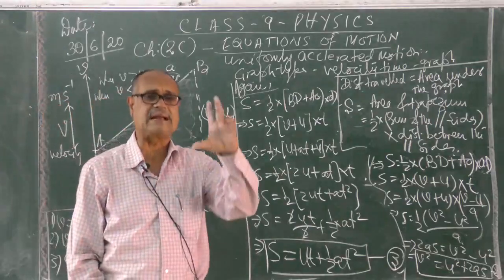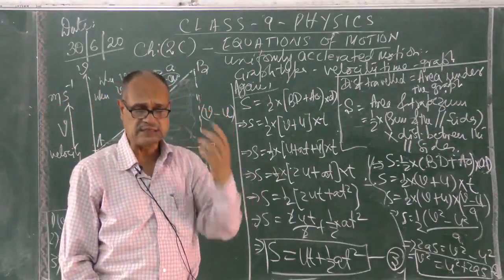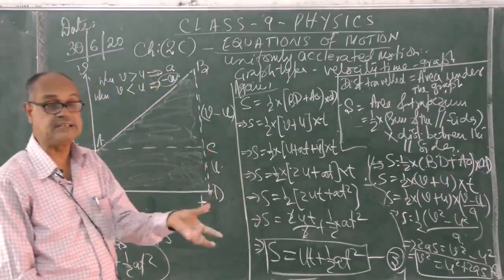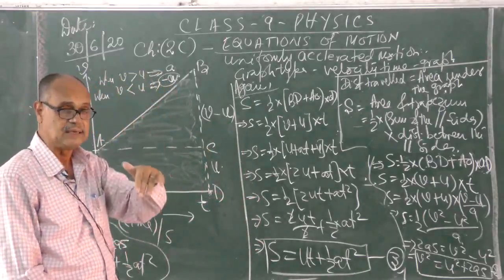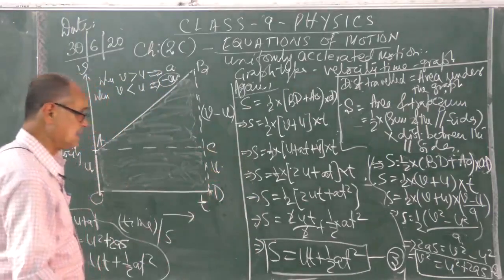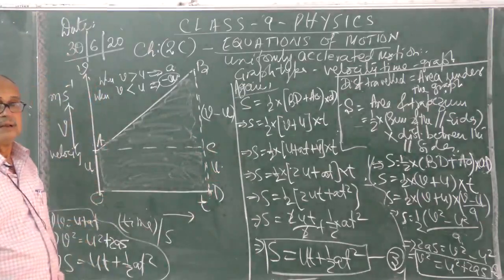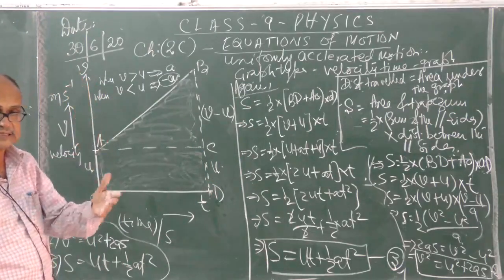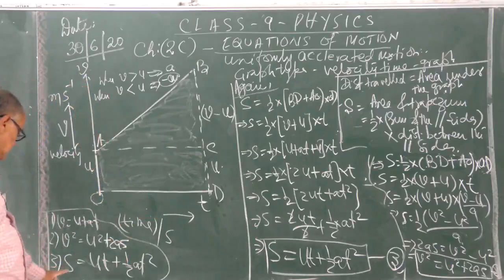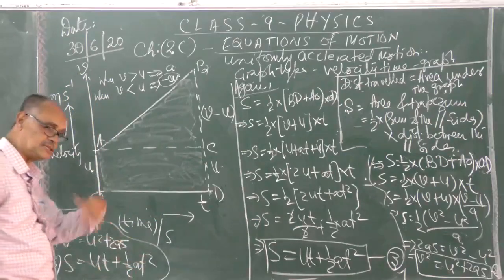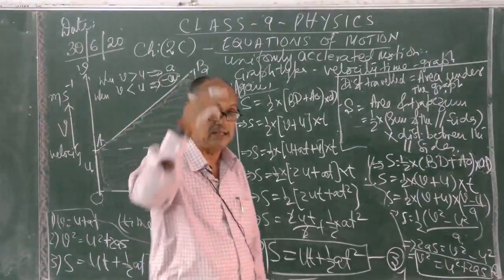In place of s we can write h also. That is v square is equal to u square plus twice gh. H is for height. Height is a kind of distance traveled. It is a gravitational motion, so distance traveled is nothing but the height. And this height is equal to ut plus half gt square at times when the body is falling freely.